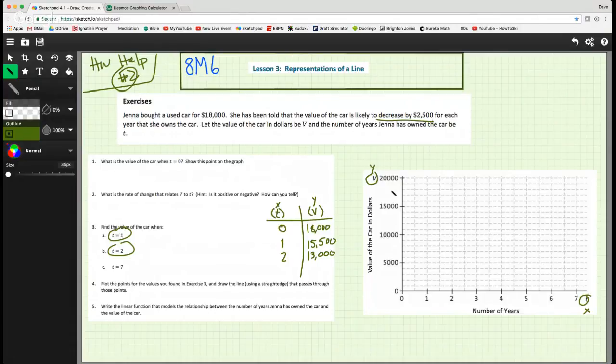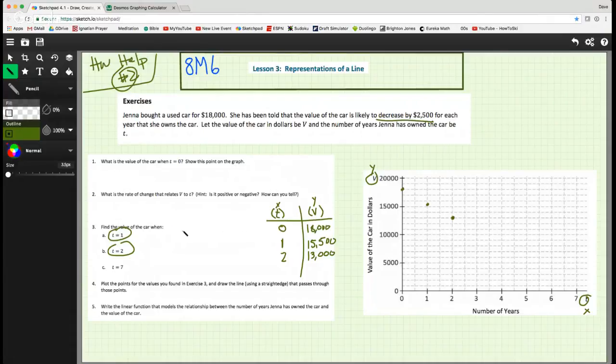So we can graph those numbers. Let's just go ahead and now, let's go over here and graph them. 18,000. After 2 years, it's 13,000. After 1 year, it's 15,500. And notice it's a nice straight line, as it ought to be.